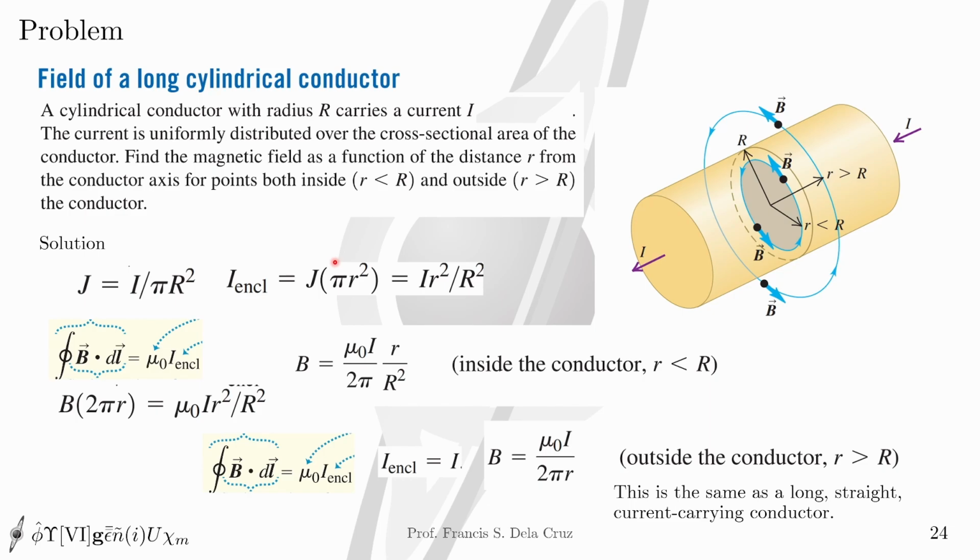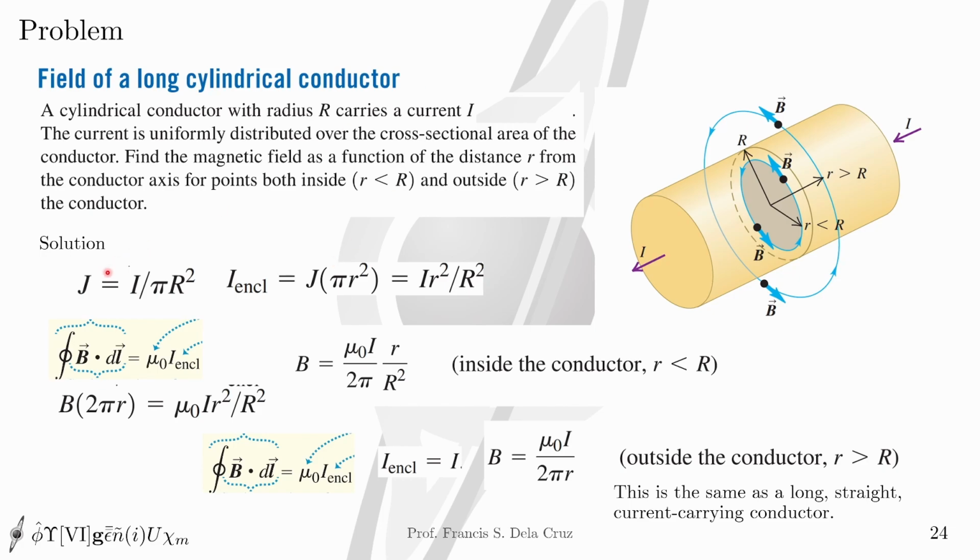Actually, we solved it before. This is just an extension. Remember, you have a long straight current carrying conductor. Then somehow you can compare it to a long cylindrical conductor because they work the same way.